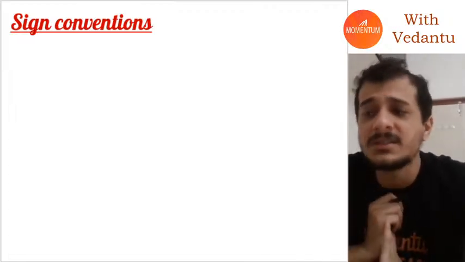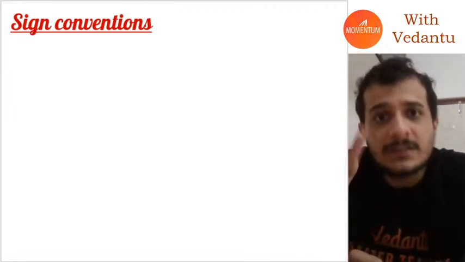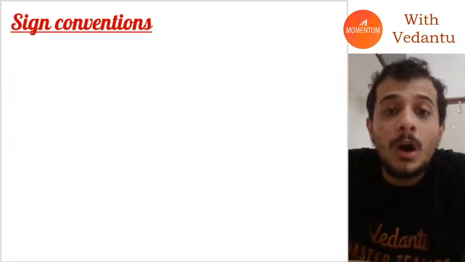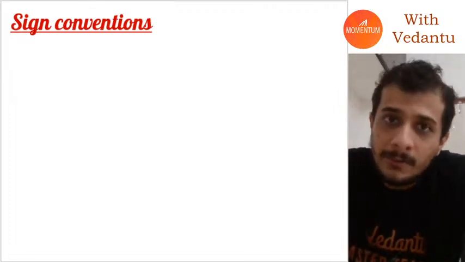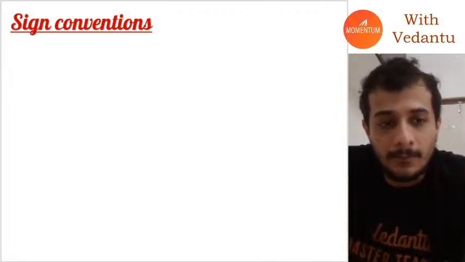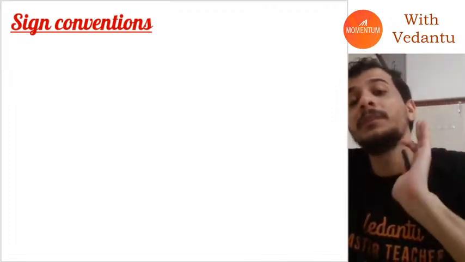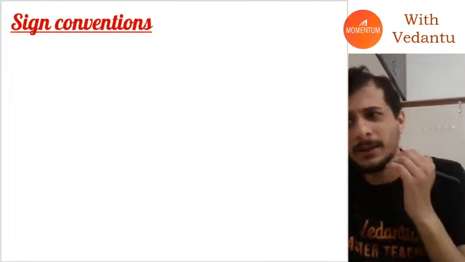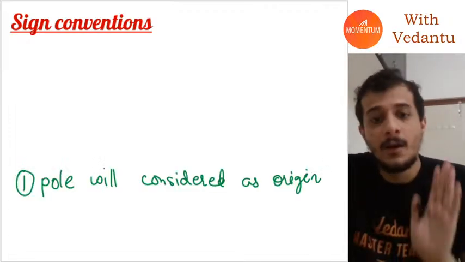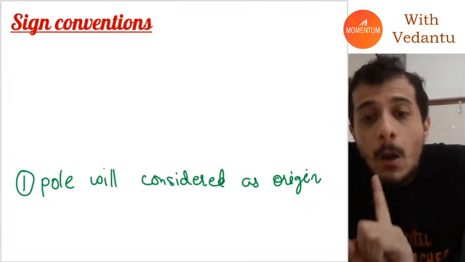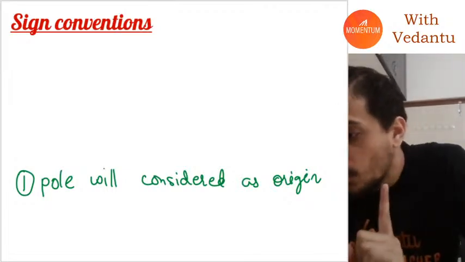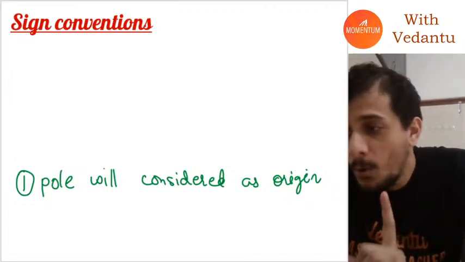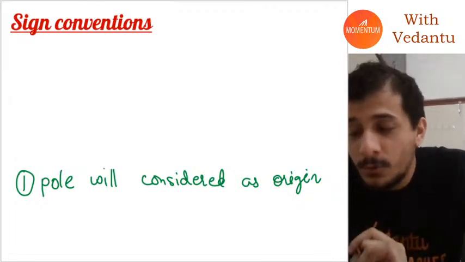What are sign conventions, guys? Basically, sign conventions tell you which quantity is going to be positive and which quantity is going to be negative. This is a set of rules which is decided by everybody else in the world, so you have to follow what everybody else has decided. First, the pole will be considered as the origin.